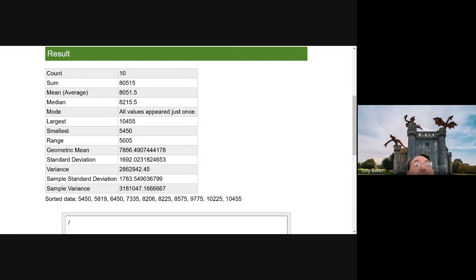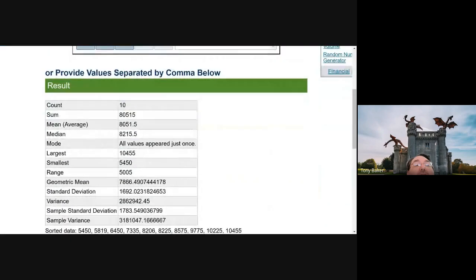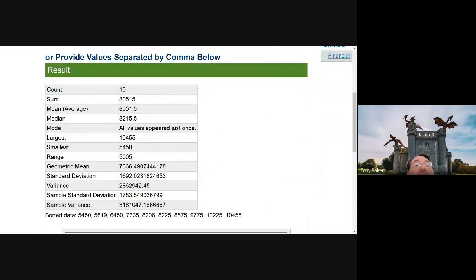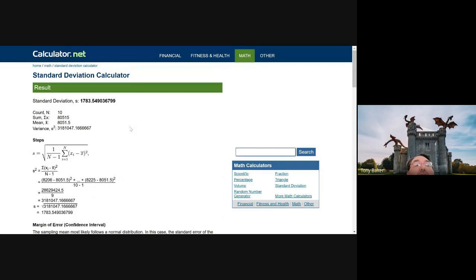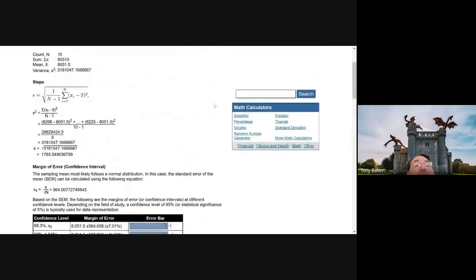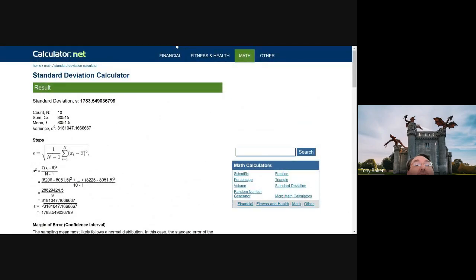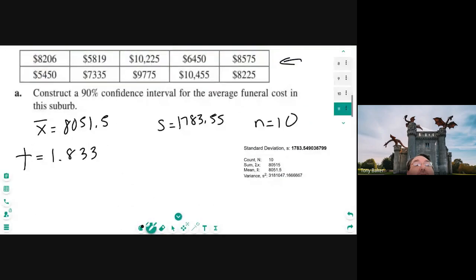These are the two from calculator.net, so it depends on which one you picked. It says standard deviation calculator. Okay. So it's this one. Okay. Scroll down so you don't have to type your numbers back in. And then you got the number. Okay. All right. So type those in.